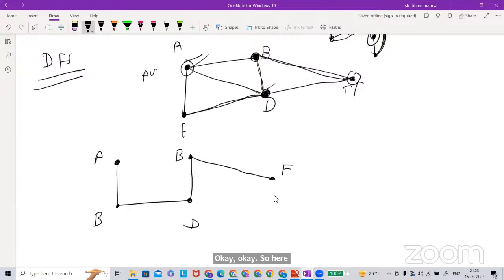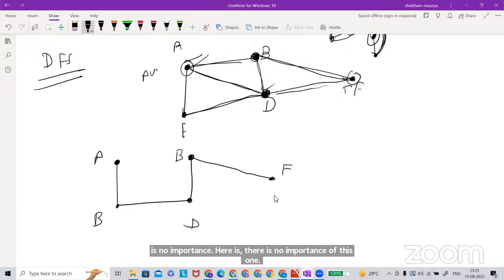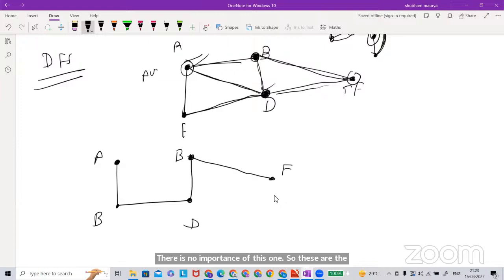So here, let me finish this one. See this edge, there is no importance, there is no importance here of this one, there is no importance of this one. So these are the edges we have. Okay, there is no importance for this one, or this one. So for, okay.